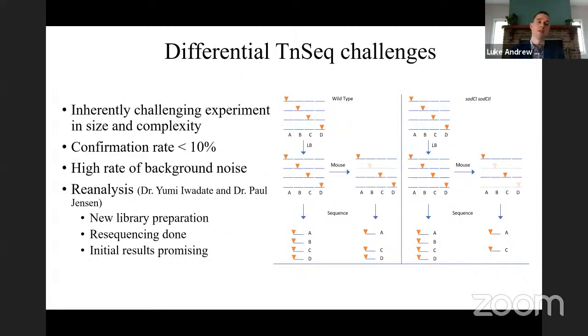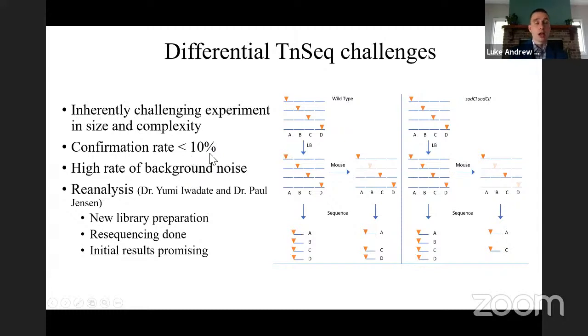Now, I would be remiss if I didn't mention that this experiment didn't come without its challenges. While we all like to think that science is going to work perfectly on the first try every time, we definitely ran into some unexpected bumps in the road in this data, and it was an inherently challenging experiment both in size and complexity. And the issue with moving forward with publishing the screen as is, is that our confirmation rate has been much lower than we expected.